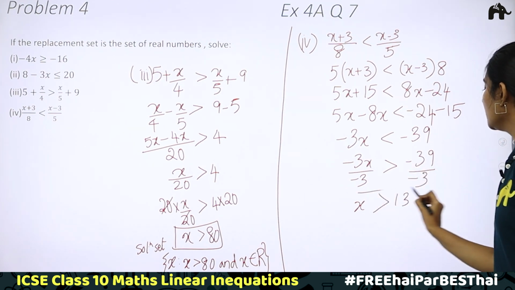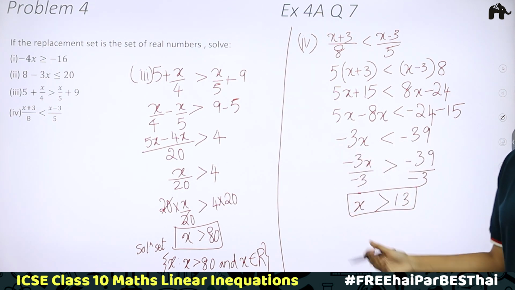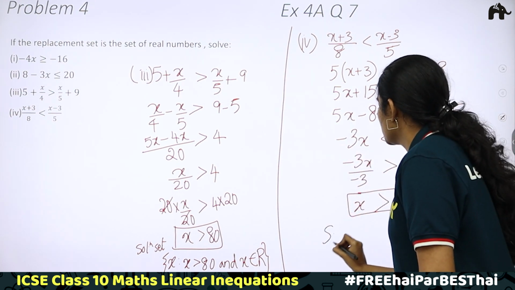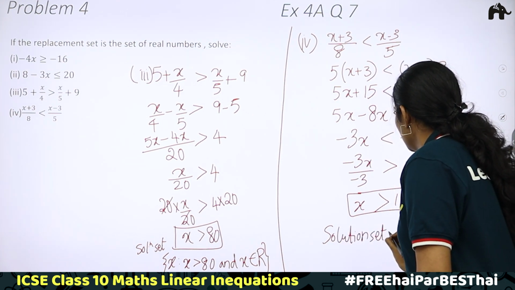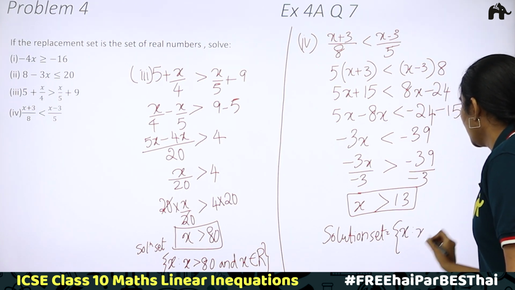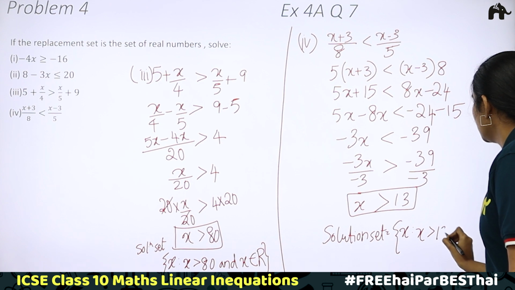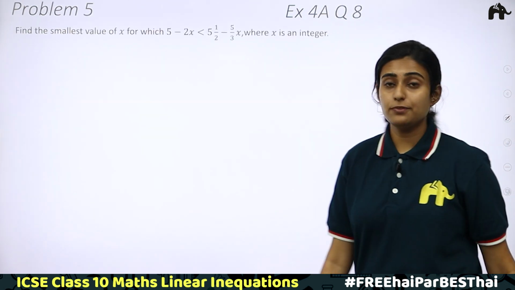Okay. This is a condition for x, and in the replacement set it is given that x should be a real number. We can write the solution set is equal to x such that x greater than 13 and x belongs to real numbers. Clear? Here is our fifth problem.